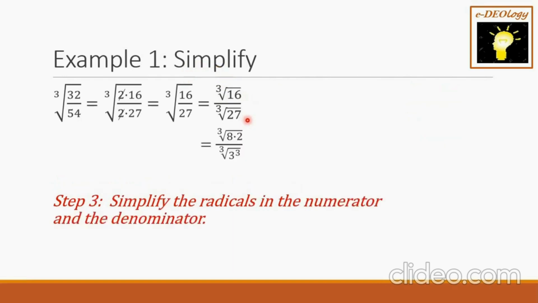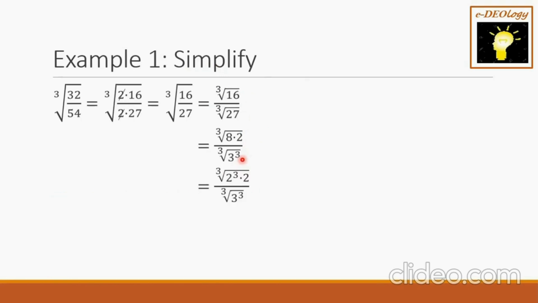So what we'll do now, in the numerator, we're going to think of factors of this 16 such that one of the factors is a perfect cube. In the denominator, we're going to show this 27 to be 3 cubed. And then, in the numerator, this number 8, we can show it to be 2 cubed. And then the other factor, 2, will be copied down here. In the denominator, we simply copy again that same value.